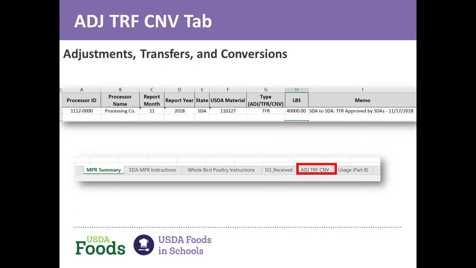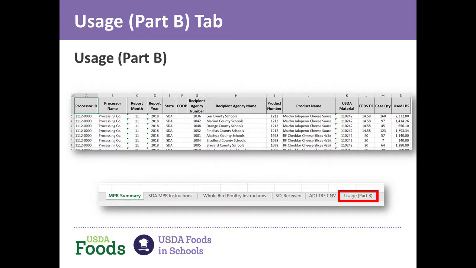On the new template, there is an Adjustments, Transfers, and Conversions tab, which is abbreviated as the ADJ TRF CNV tab. All adjustments, transfers, and conversions for all materials for the month appear on this tab. It is important to review all entries for accuracy. As a reminder, all transfers and conversions must be approved by FNS. On the Usage Part B tab, the new template shows all transactions for all USDA food material processing methods and recipient agencies on one page.